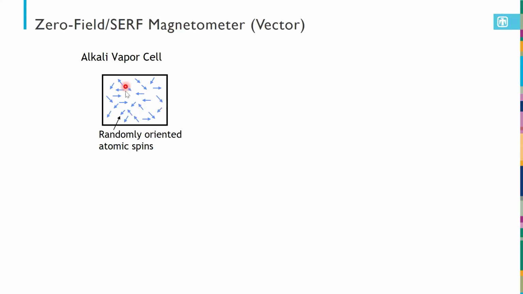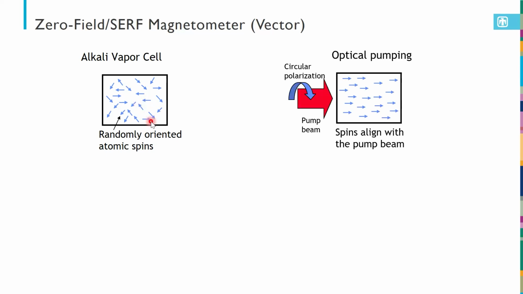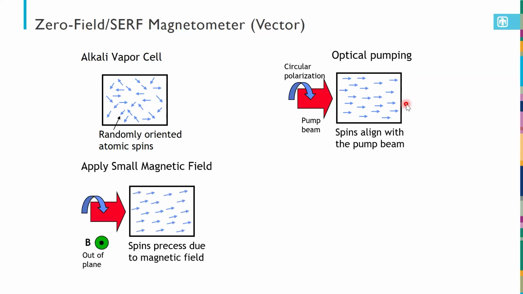When nothing is acting on the atoms in the vapor cell, all these spins are randomly oriented. And then we apply circularly polarized light, and that removes a lot of the random orientation and orients the spins generally along the direction of propagation, either parallel or anti-parallel. And then if a magnetic field comes along, in particular here what I'm showing is a magnetic field that's coming out of the page, then the spins start to precess around it.